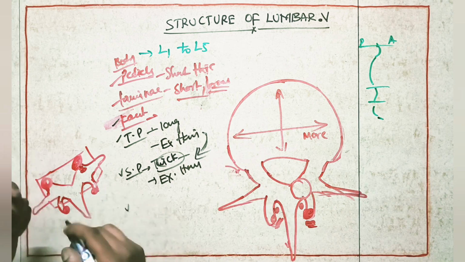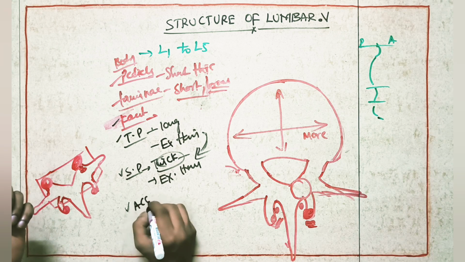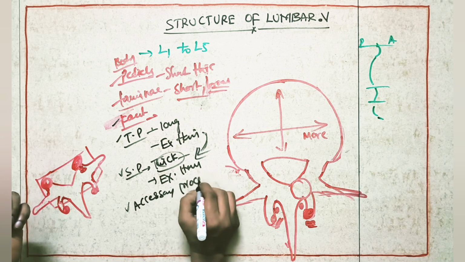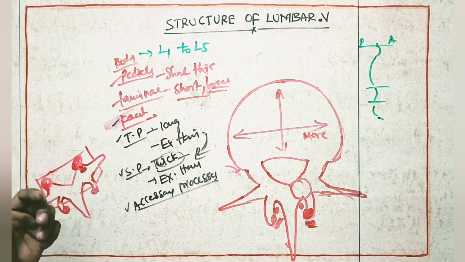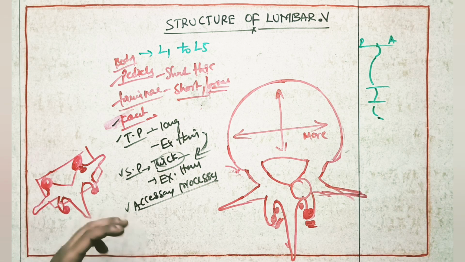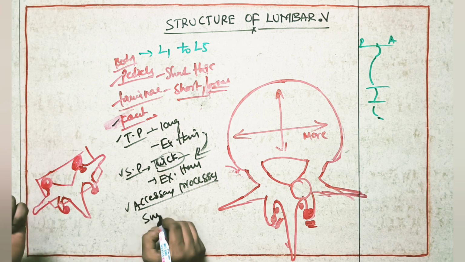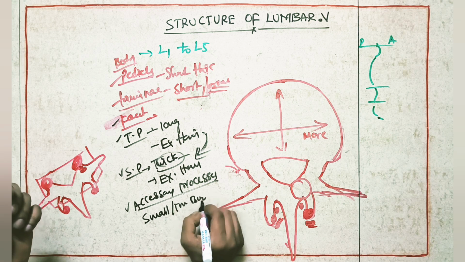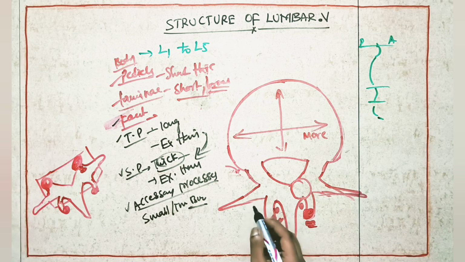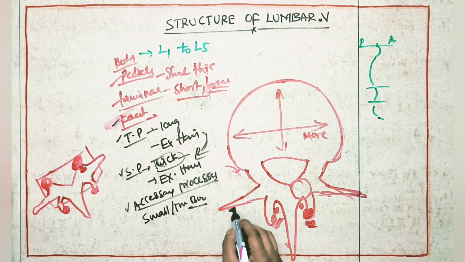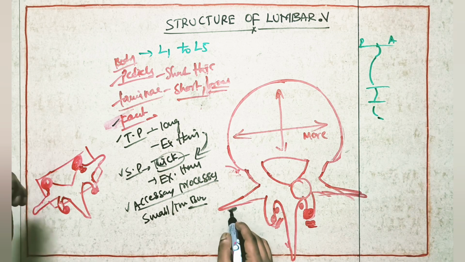And here one more special feature is there, that is the accessory processes. These accessory processes are small and irregular bony prominences which are present over the posterior surface of the transverse process. Suppose this is the transverse process; they are present over the posterior surface of the transverse process.